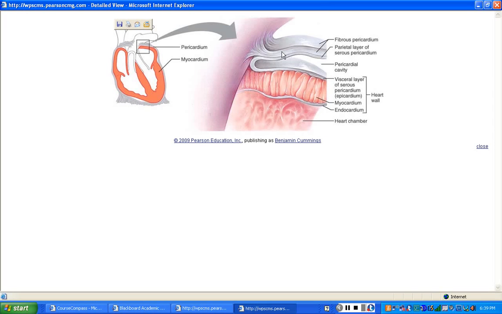It's so tough it doesn't stretch. All right? I mean, it can stretch. If the heart enlarges, it can stretch a little bit, but it takes a lot to make that stretch. That is a very tough sac. You ever seen one of those sacs in real life? Anybody?